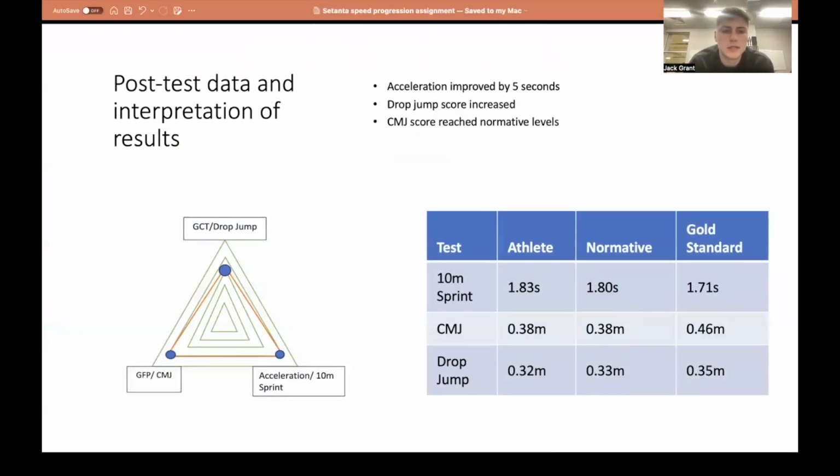So post-test data and interpretation of results. So we have our table and our spider diagram here. So acceleration was improved by 5 seconds, as we can see, just above the normative data now. And our CMJ increased by that 3 centimeters to leave it on par with our normative data, which is what we were looking for, and that drop jump just below. So this is where we are now.